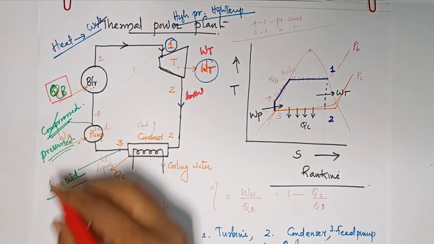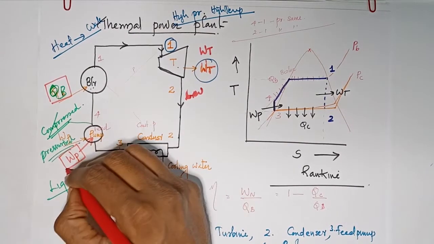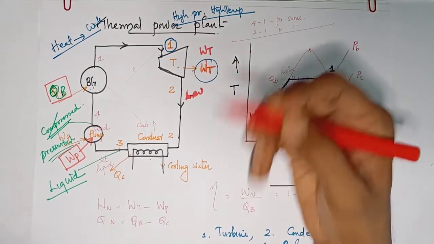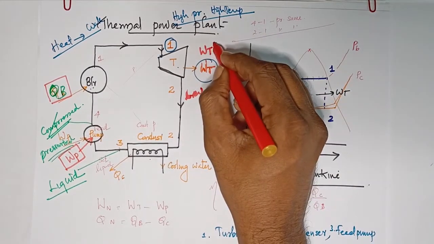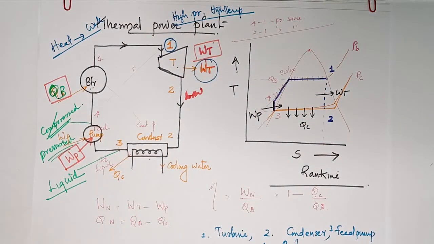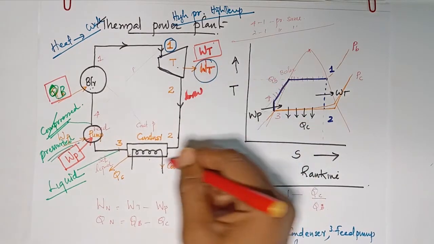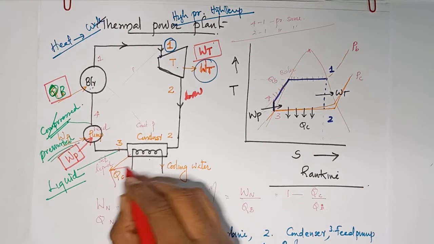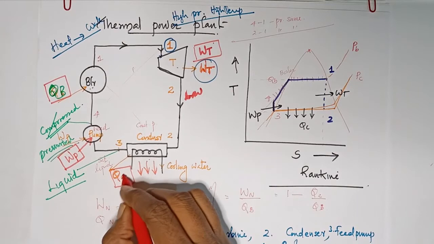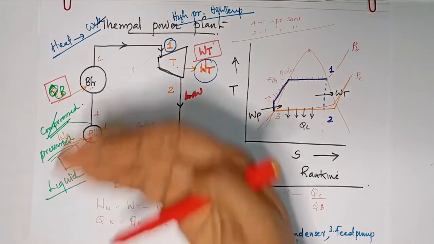Actually, for working a pump, you have to supply work. This is WP. Energy or work interaction, we have to see in detail. This is WT, the work which we are getting from the turbine. This is the condenser where heat is taken from the low pressure steam. So that is QC. We are taking out heat, that is QC. Heat is liberated. Heat is out from the condenser.